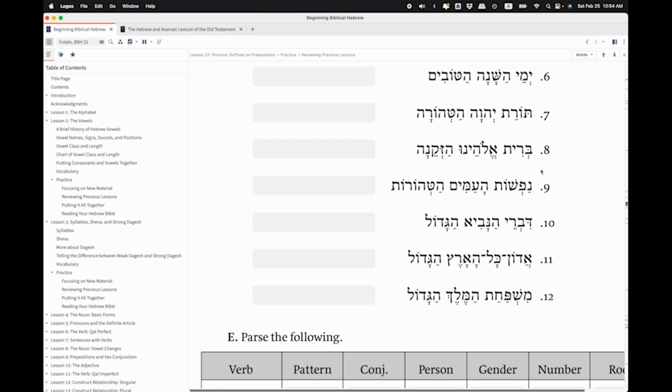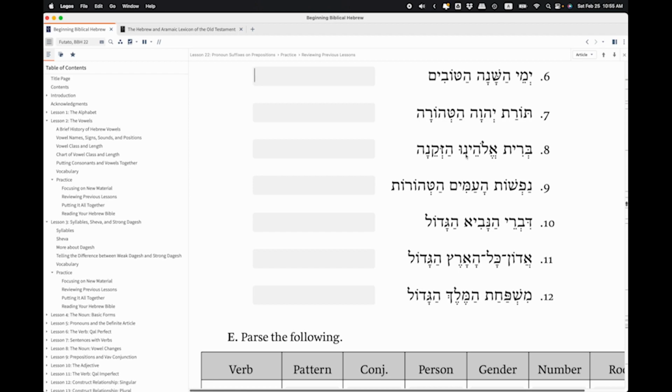Number eight, here we have Berit Eloheinu. Ha-zechena. Zechena is old, elder, aged. A lot of different ways you could translate this. It's definite, and it has a feminine singular ending. Eloheinu is masculine, plural, at least in form, and brit is feminine singular. So ha-zechen, elder, aged, you might even be able to say former, I'm not sure. But then berit, this is the noun that gets modified. So this would be, again, the old covenant, the aged, the former, maybe, covenant of Eloheinu.